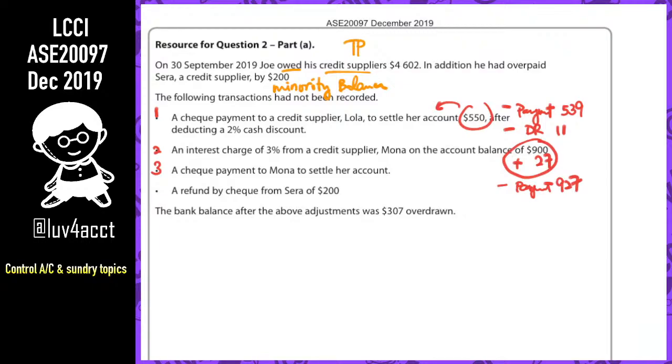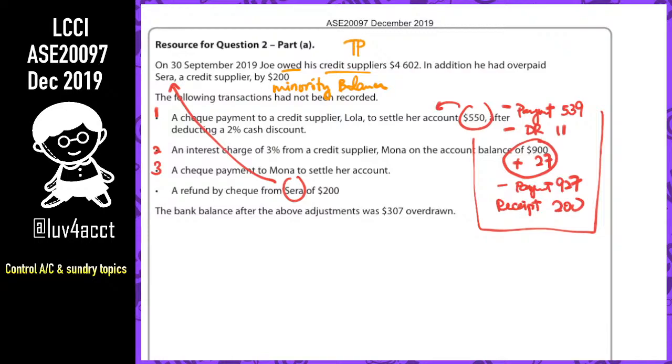A refund by check from Sarah. This Sarah is the minority balance Sarah. So we will receive money, a receipt, 200. The bank balance, this is the bank balance afterwards. So we will update these things to the control account first, and we have two ways to do it.